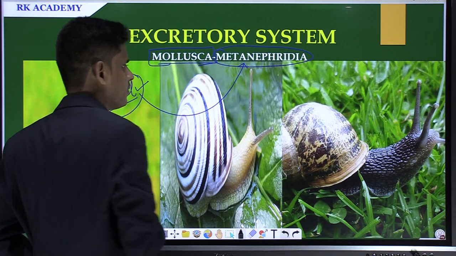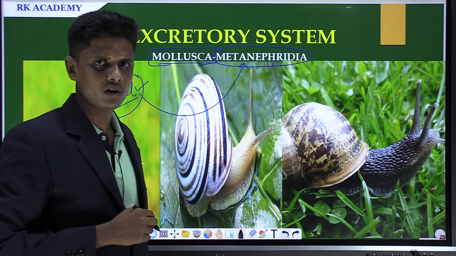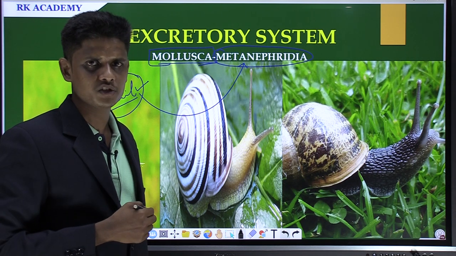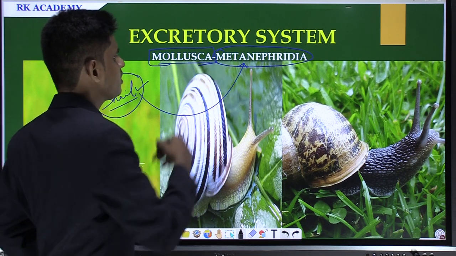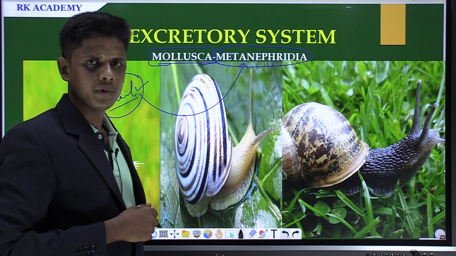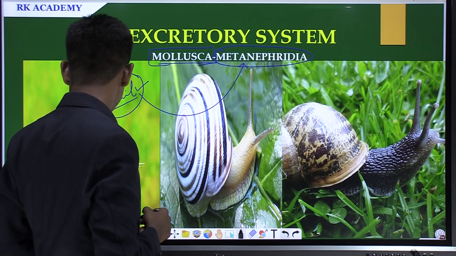These metanephridia play an important role in the elimination of waste material from the body. Every organism should eliminate its waste materials from the body through a particular structure. Those are called metanephridia. What is that? Metanephridia in mollusca. And come to the next one.